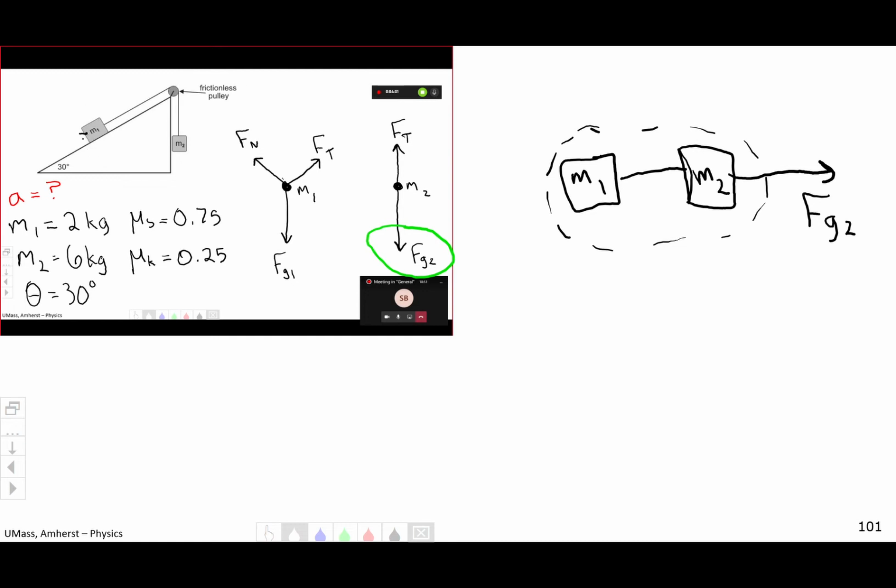So mass 1 wants to slide this way. So we're going to need to figure out what component of gravity is acting along the direction of motion, along that inclined plane. So if we draw our free body diagram with our forces, so this is tension, normal, and this is FG1. We're going to need to look at what the components of this are in order for us to determine how much of that gravity is pulling along the direction of motion.